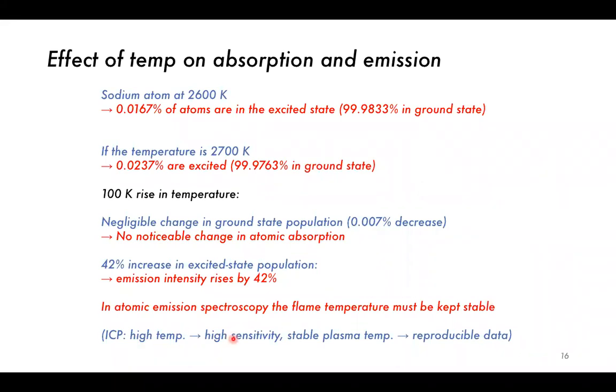For ICP, the high temperature means there is high sensitivity, and a stable plasma temperature means very reproducible data, which is why for AES measurements, it's really moving towards using ICP as opposed to the flame.